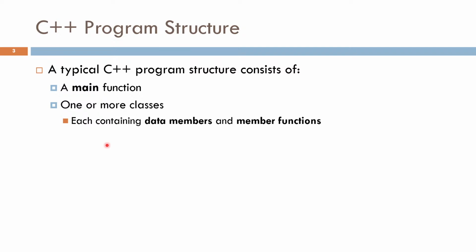Now, data members can be any sort of variables that you've encountered so far, like your integers, characters, doubles, floats, and so forth, and your strings in particular as well. And your member functions are basically any type of function that you've already created in the past. But now we're going to see how they are localized towards this classes concept that we're being introduced to.